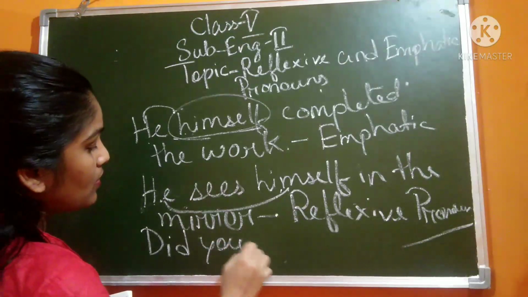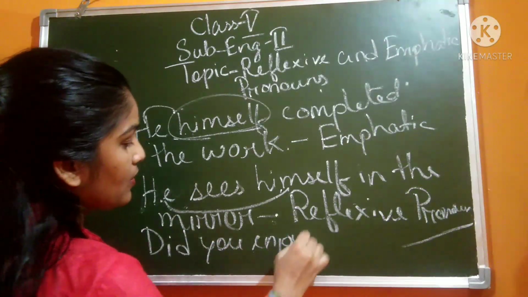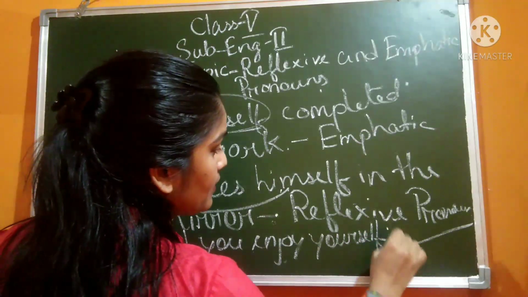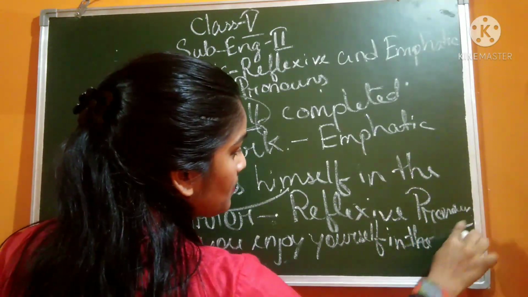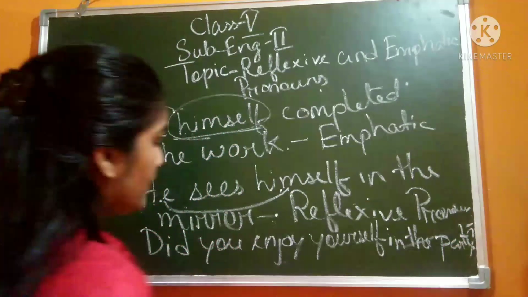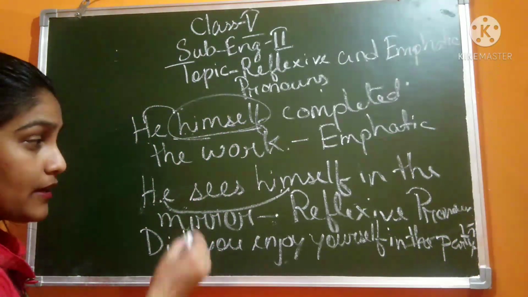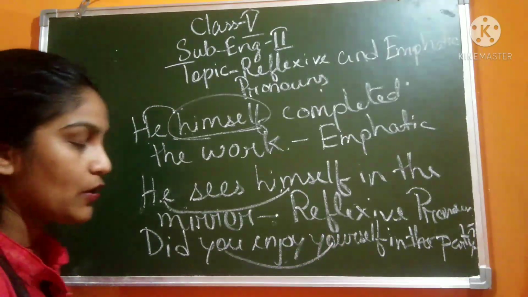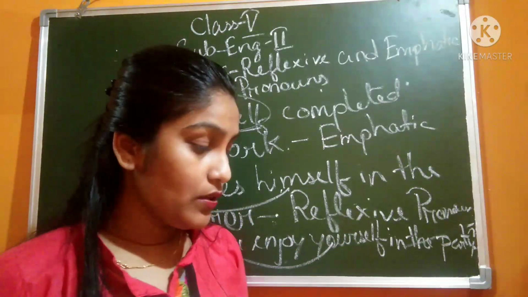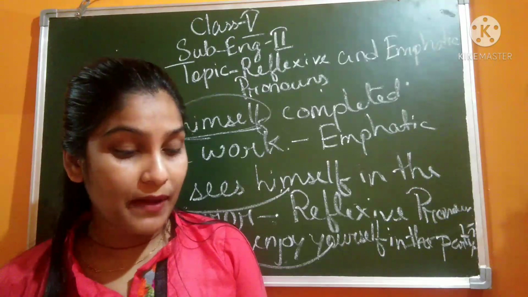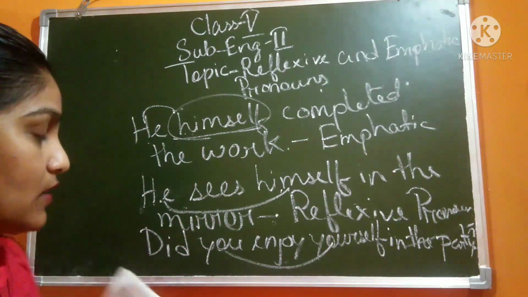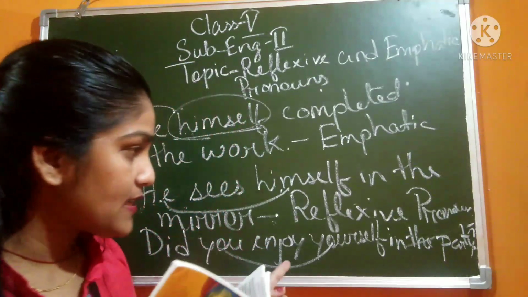Like another example: did you enjoy yourself in the party? So here you can see it reflects. Did you enjoy whom? Yourself. Okay. So in your book also these examples are given. I looked at myself in the mirror. I have written a little bit similar. He sees himself in the mirror. So, did you enjoy yourself in the party?